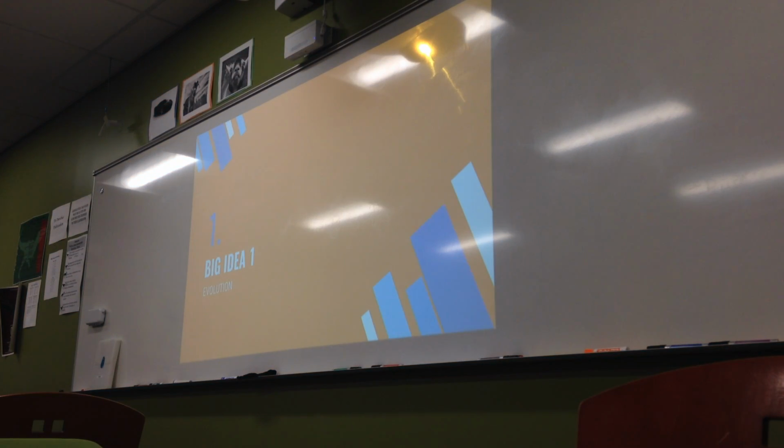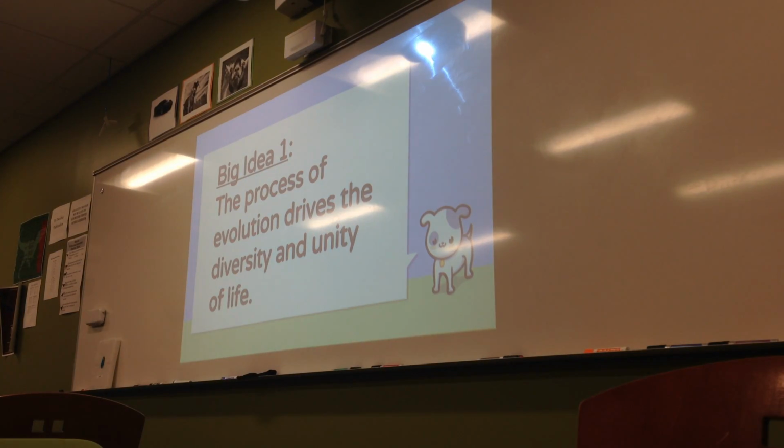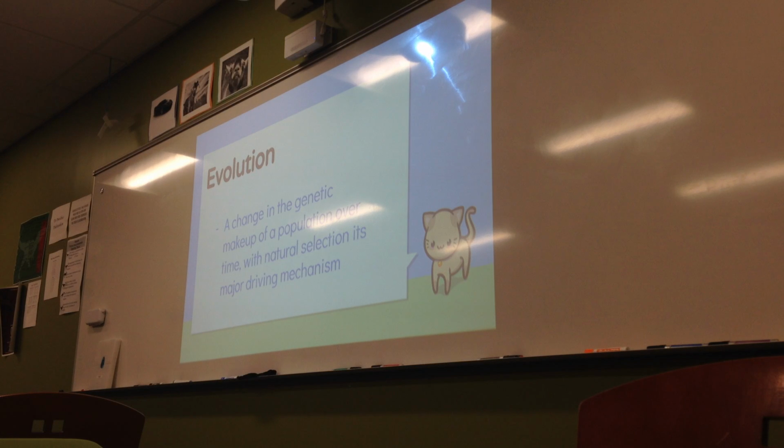Good. All right, so big idea 1. Evolution. We've got Darwin. We've got evolution is a change in the genetic makeup of a population over time with natural selection as its major driving mechanism.